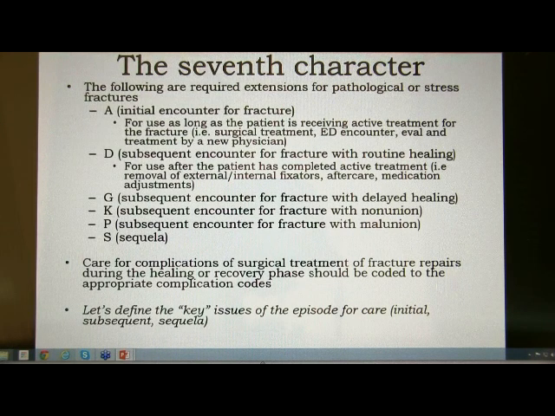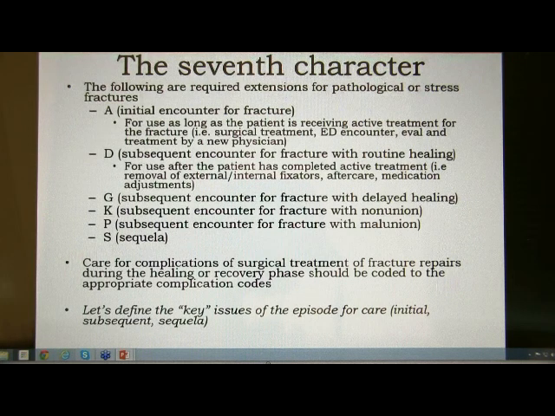then we're going to move into subsequent encounters. 7th characters G, K, and P are when we're not healing routinely. So subsequent encounters with delayed healing, subsequent encounters with a non-union, and subsequent encounters with a malunion all have their own classifications, as does sequela or side effects.